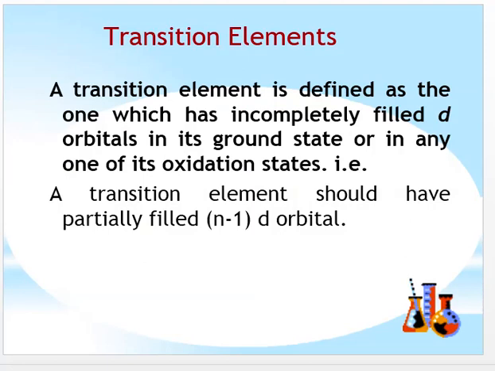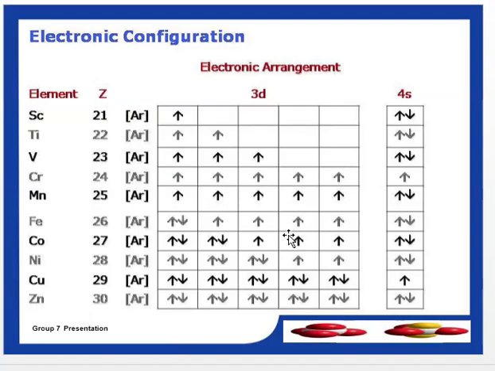A transition element is defined as one which has incompletely filled D orbitals in its ground state or in any one of its oxidation states. For example, a transition element should have a partially filled n-1 D orbital.